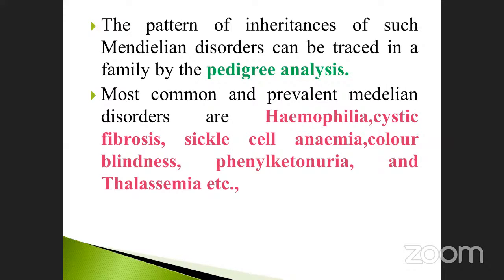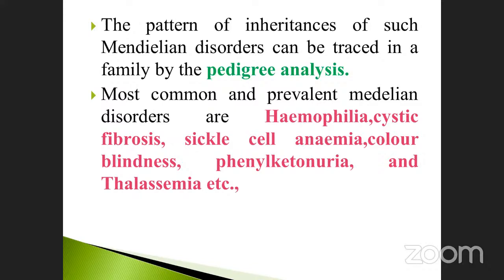The most common and prevalent Mendelian disorders are hemophilia, cystic fibrosis, sickle cell anemia, color blindness, phenylketonuria, and thalassemia, etc. A particular gene, a recessive gene, is responsible for hemophilia, cystic fibrosis, sickle cell anemia, color blindness, phenylketonuria, and thalassemia respectively. Each and every gene, a particular gene, is responsible for the particular disease. How can you identify which gene is responsible for hemophilia?